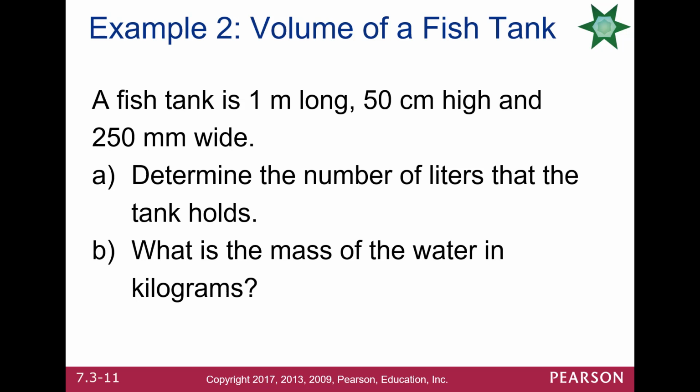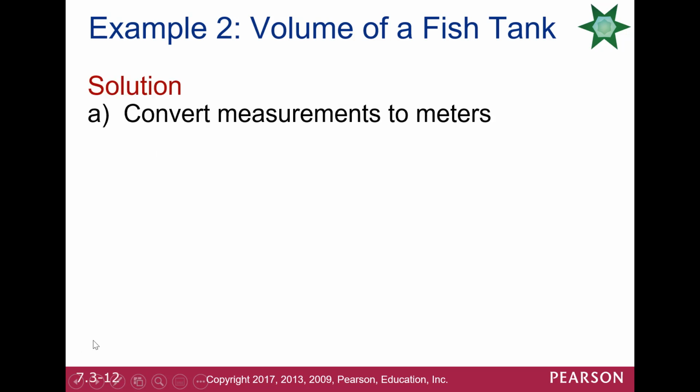So first, we're going to do things like find the volume of a fish tank. Now, the first thing that you want to do when you see a problem like this is stop and ask yourself, is everything in the same units? Because if it's not, you cannot move ahead to compute the volume. Here we have a fish tank where they gave me the dimensions in meters, centimeters, and millimeters. That's not very helpful. First, we need to convert everything to the same unit and then compute volume and determine mass in a number of liters.